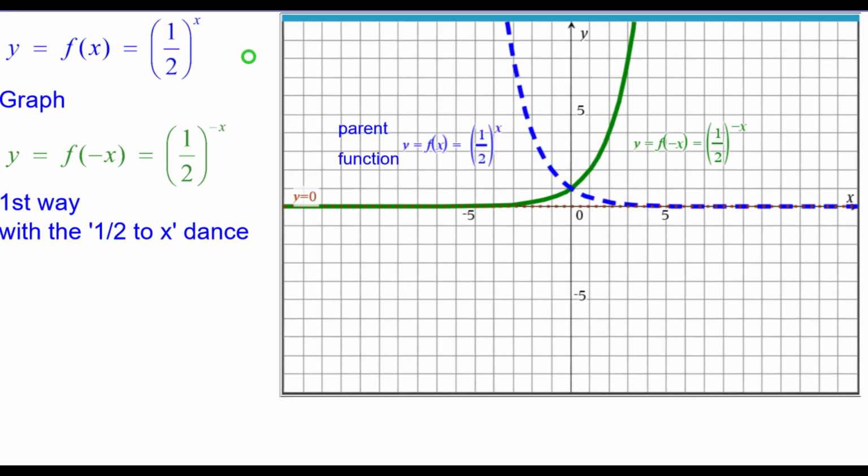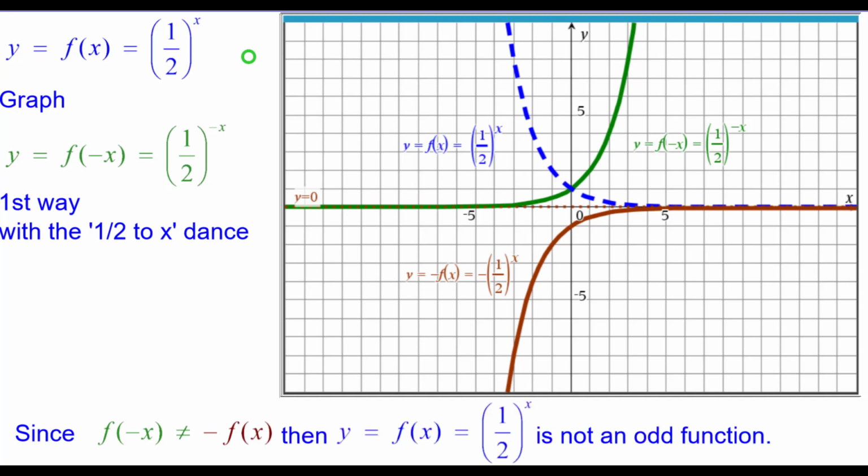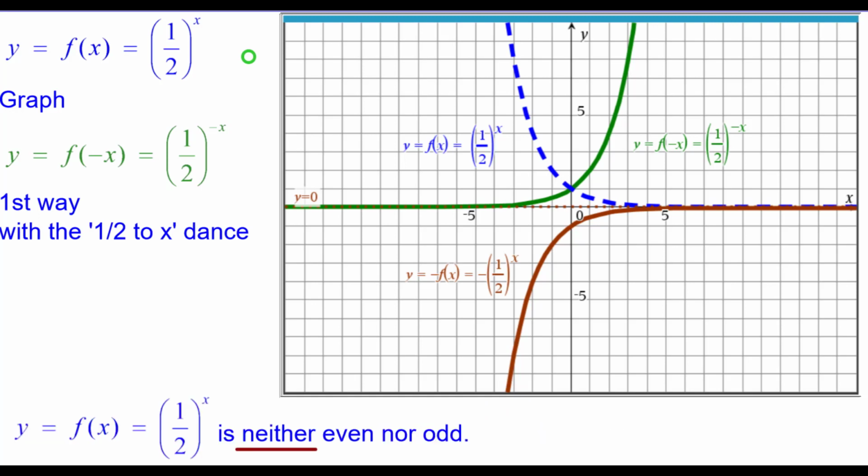Comparing it to the parent function, you can see that those are not equal, so this is not an even function. And if we look at y equals the opposite of the quantity 1/2 raised to the x, you can see that that's not equal to f of the opposite of x either. So this is not an odd function. And since it's neither even nor odd.